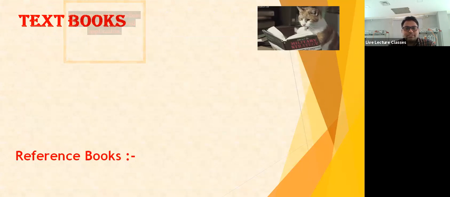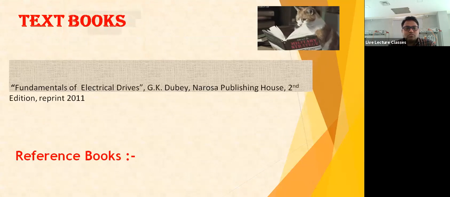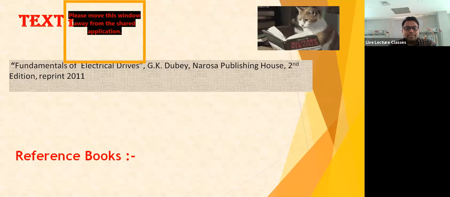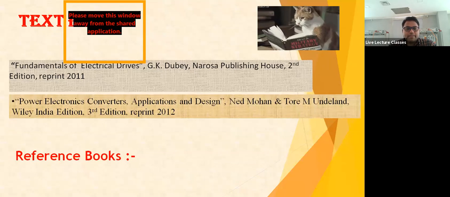Okay, so what about textbooks? As you know, the textbooks are Fundamentals of Electric Drives. This is the most important book which I'll be referring to. That is G.K. Dubey. I think you can have a soft copy of this book also from internet websites. And then you have Power Electronic Converters, Applications and Design by Ned Mohan.